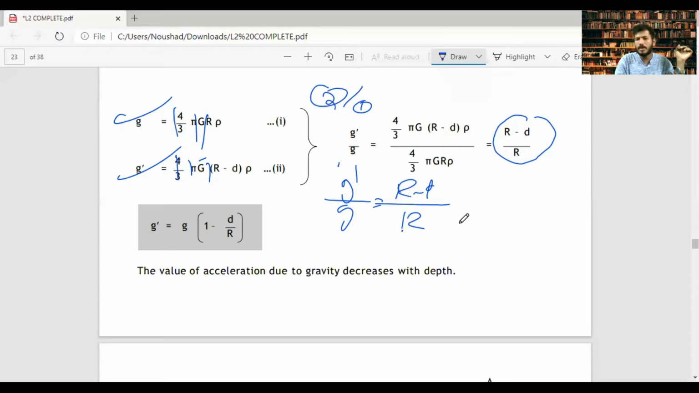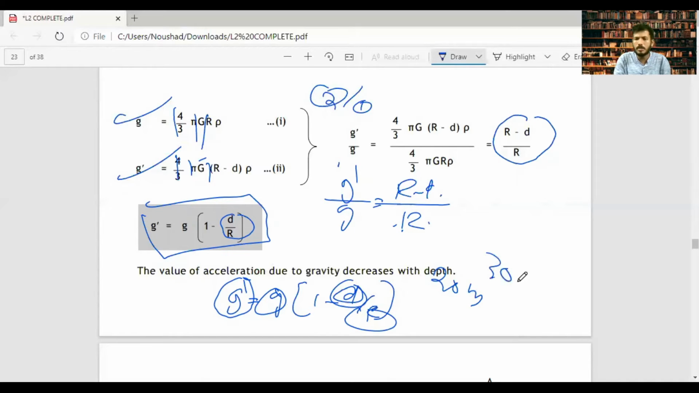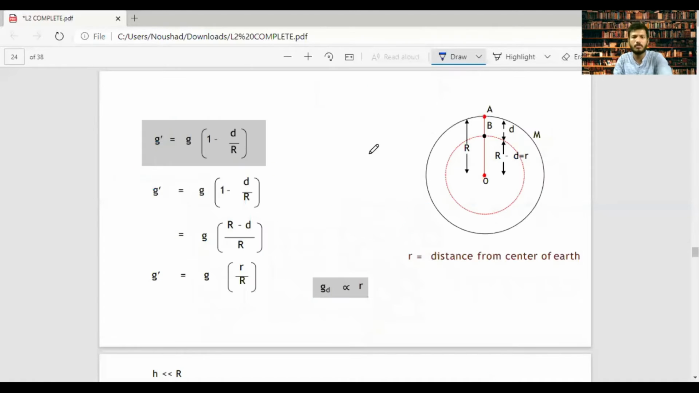Okay, what is r by r? R by r is 1, then d by r remains. This is the equation. So I am writing the equation here. G dash is equal to g into 1 minus d by r. Look at the equation. Only depth is given. We can calculate the variation in acceleration due to gravity. G is known, r is known, d is 20 meter or 30 meter. Then put that value as d. Calculate the question. It's a very, very simple topic.